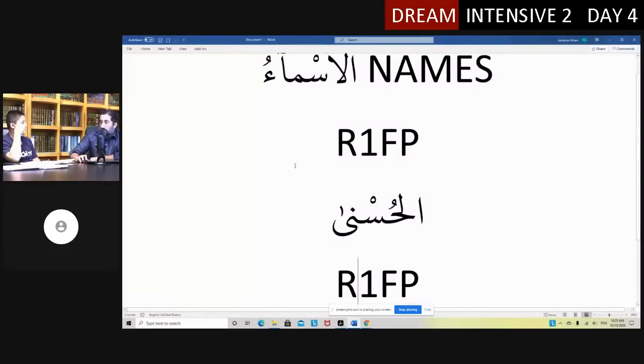When 2 things match, then they become noun and adjective, mawsuf and sifa. That means that the second word, which means the most beautiful, is describing the first word. It's an adjective.